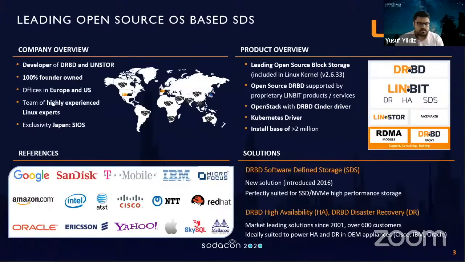Linbit is an open source company based in Vienna, Austria, since 2001. We have some offices around the world, one of them in Portland, Oregon, USA, and special partners all around the world. Our team is highly experienced in Linux, and they maintain and develop DRBD and LINSTOR. We have some go-to-market products, but I'm skipping those parts right now. I will explain DRBD and LINSTOR a little later.